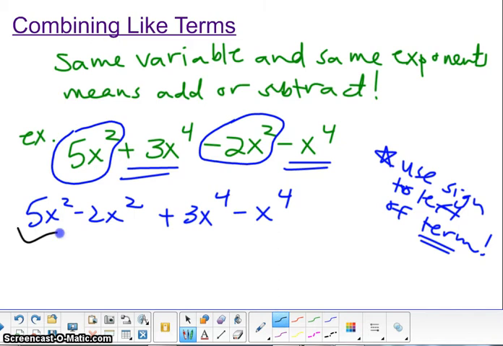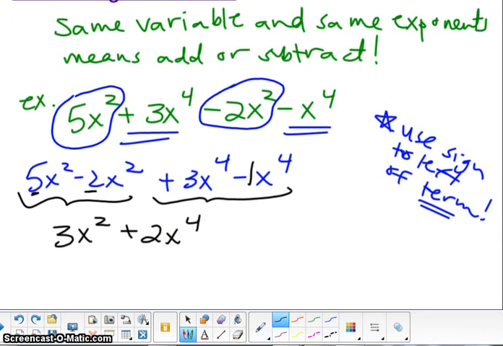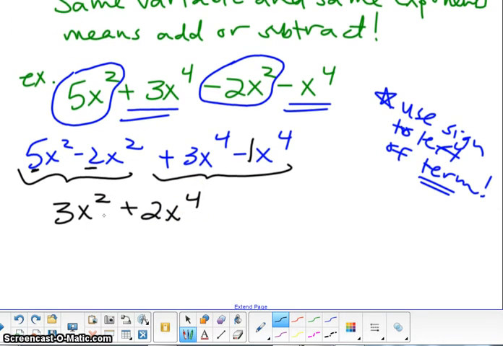So when I combine like terms, I only look at the coefficient. 5 minus 2 is 3. So then the variable with the exponent is going to tag along as part of the answer. And then also on this one, both of them x to the 4th, invisible 1, 3 minus 1 is 2, 2x to the 4th. Okay, so then if you look at the final answer, you'll see this one right here has a degree of 2, and this one has a degree of 4.